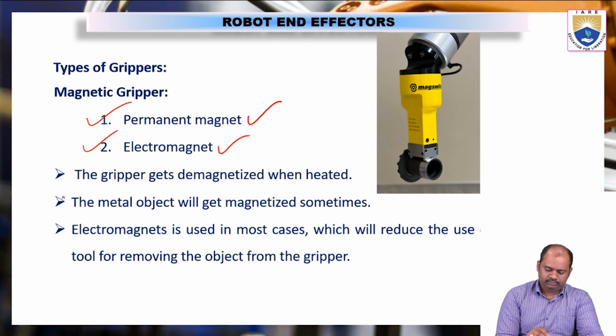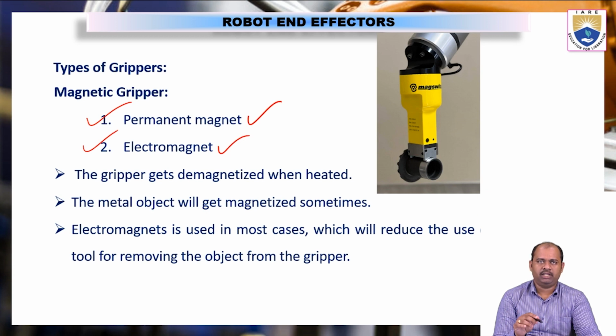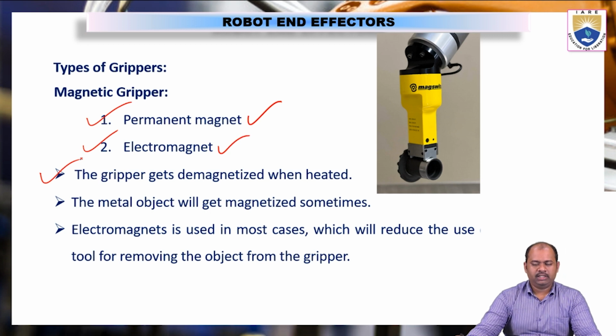And then here there are some points which we have to discuss about why we should use a magnetic gripper and why we should not use a magnetic gripper. One thing is the gripper gets demagnetized when heated. So this is one important point where magnetic grippers fail. When we are working in an environment where the temperatures are very high, more than 100 degrees centigrade, then the grippers will lose their magnetism.